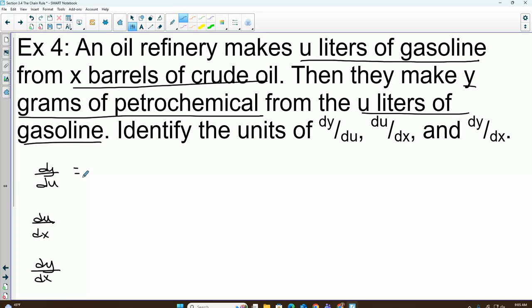Remember, these are all just representing derivatives. Derivatives are rates of change. So, if we look at the top, what's the units on y? Grams. Per, my denominator was u. What's the unit on u? Okay, so grams per liter.